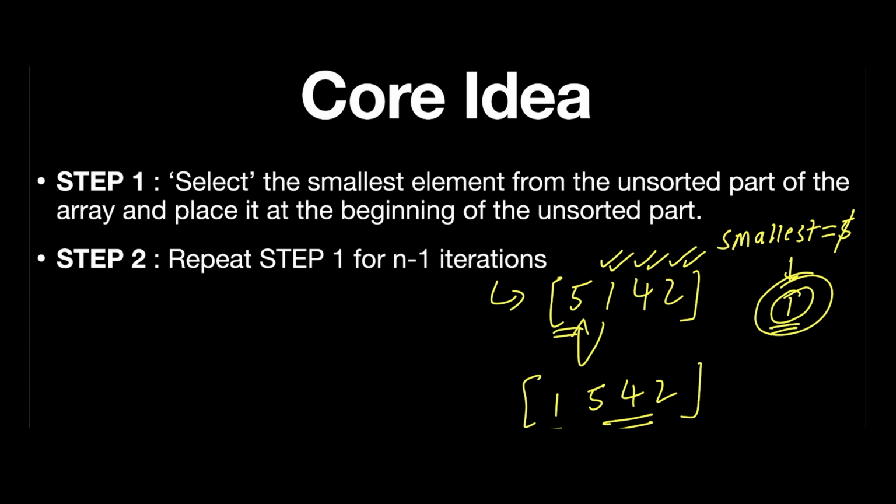So if you continue step 1 n minus 1 times, you will end up with an array that is completely sorted. So this is the basic idea of selection sort, where we repeatedly select the smallest element from the unsorted array and we will place it at the beginning of the unsorted array. So I hope this is clear. Now let us jump into a visualization so that we can visually see what happens.